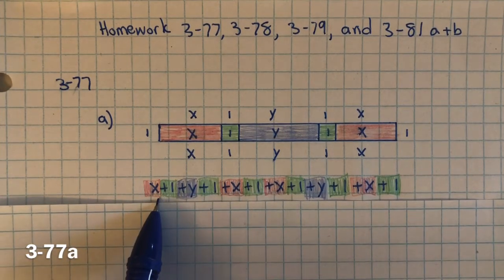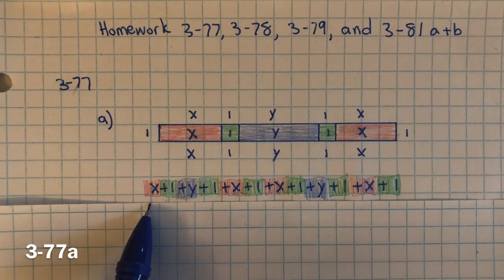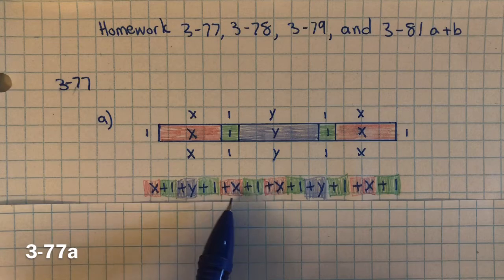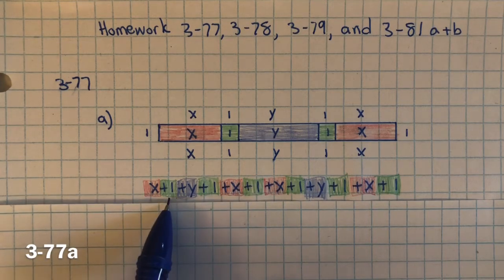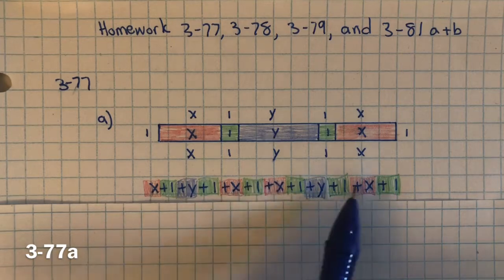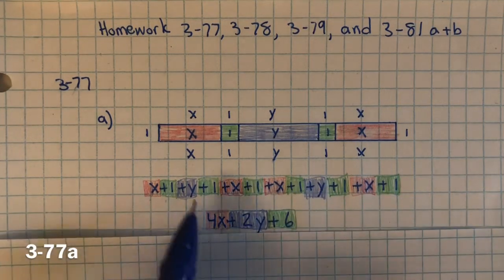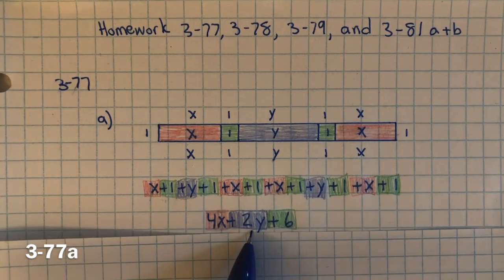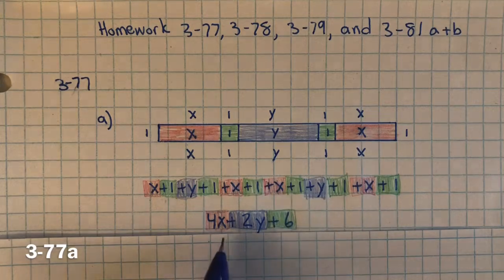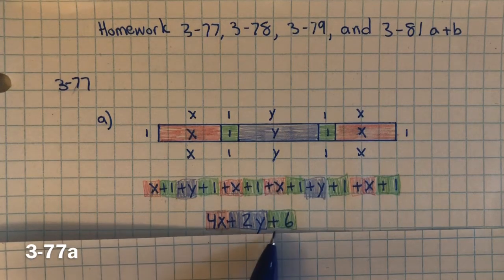But in order to add them up, you can only combine like terms. So the same variables, you have your x terms and your y terms and your units. So our x terms, we have 1, 2, 3, 4 x terms, 2 y's, and 6 units. So the perimeter of these tiles is 4x plus 2y plus 6.